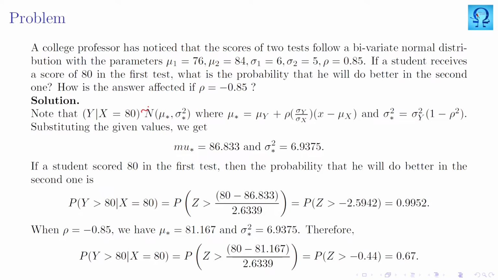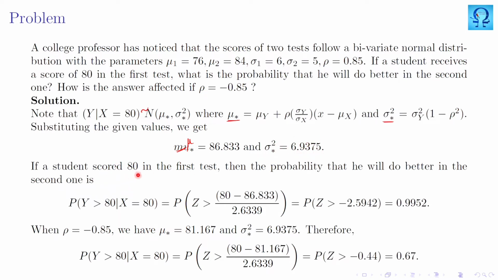So this is following a normal distribution now, with some mean mu star and variance sigma star square. This is calculated using this: mu y plus rho times of this formula, through which we calculate this mu star and this sigma star. Substituting the given values into these two formulas, we finally calculate the value of mu star to be 86.833 and sigma star square to be something like this.